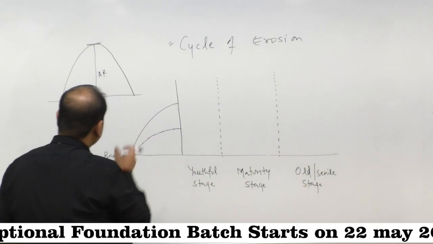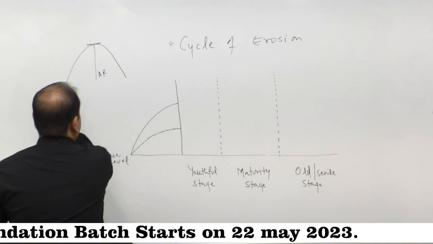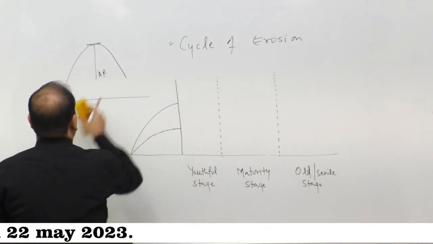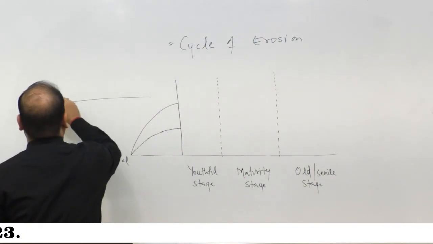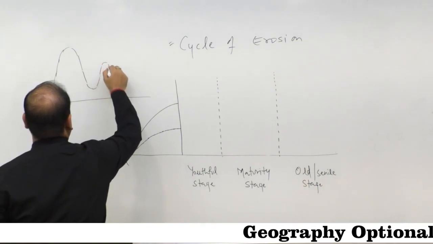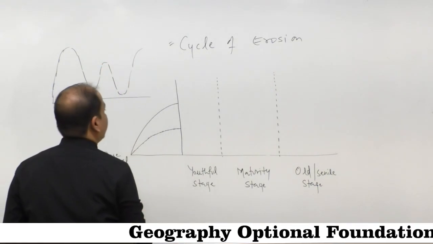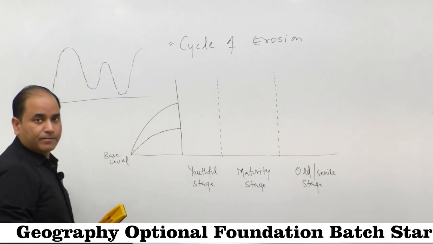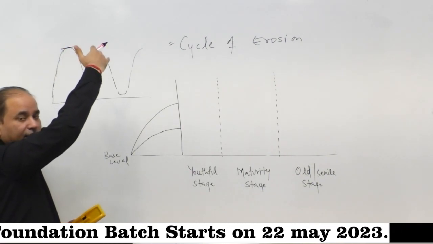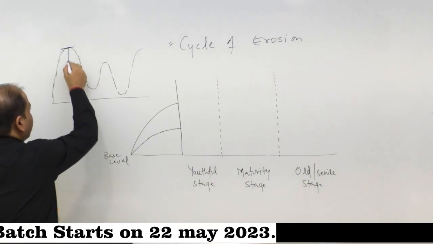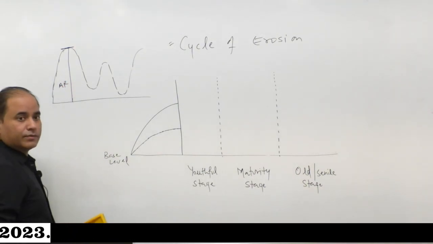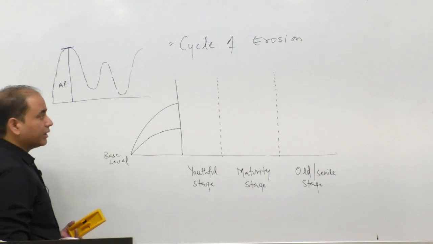But generally what happens in a mountainous area, let's say this is the base. In mountainous areas, most of the places you will find the structure is like mountain, valley. So this is the maximum height of the mountain, and this is referred to as absolute relief.